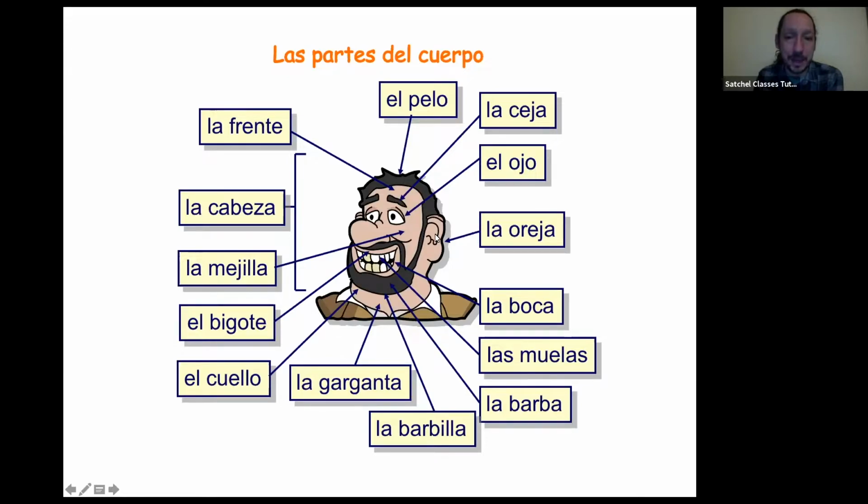I'm going to repeat each one of those words so you know the pronunciation. La frente, forehead. El pelo, hair. La ceja, eyebrow. El ojo, the eye. Remember how to pronounce that. La oreja, the ear. La boca, mouth. Las muelas, teeth. La barba, beard. La barbilla, chin. La garganta, the throat. El cuello, neck. El bigote, mustache. La mejilla, cheek.